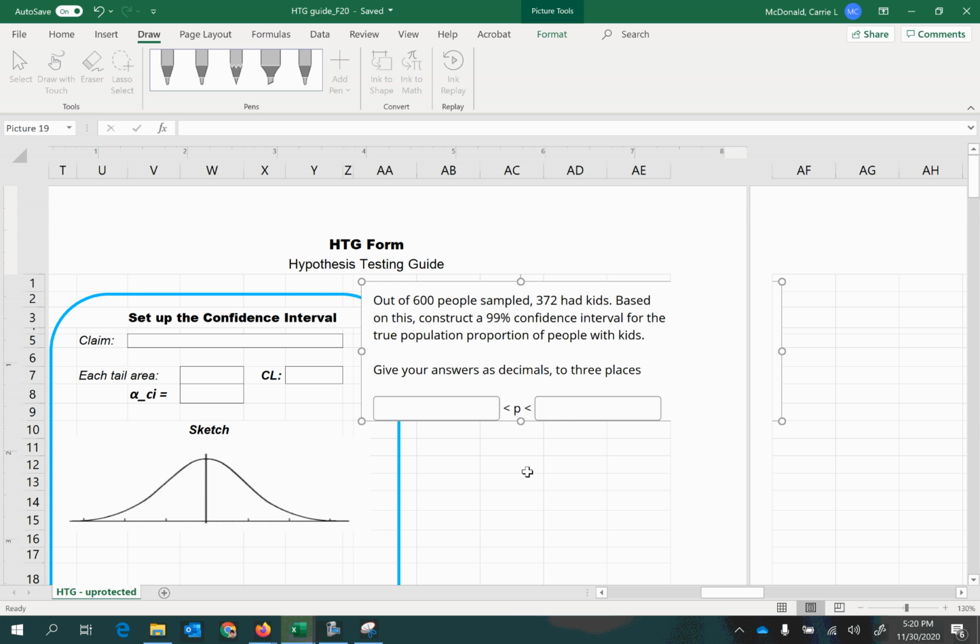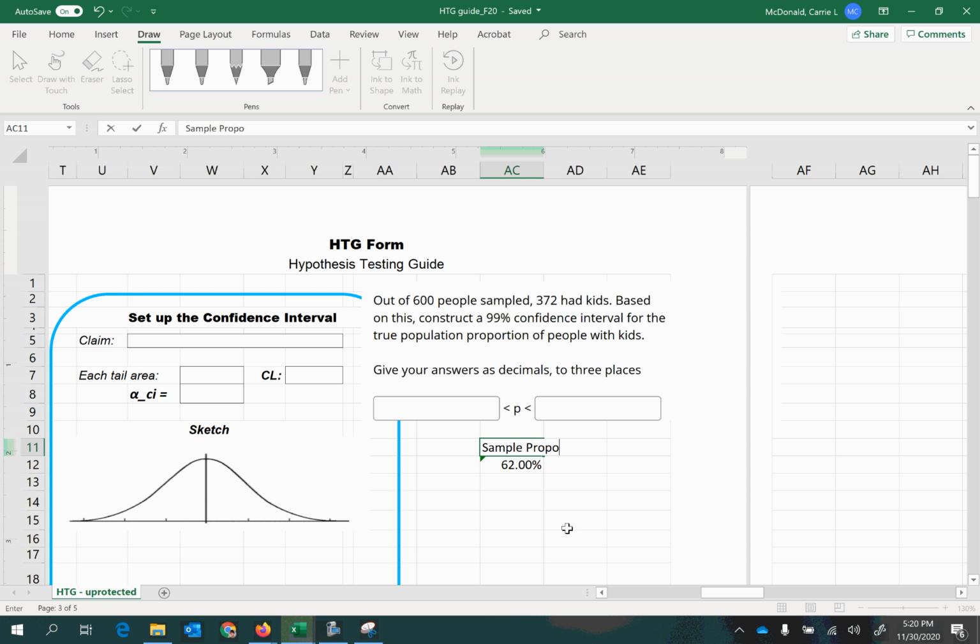So the most logical thing to do, you might even be thinking it, is to take 372 and divide that by 600, and that's going to give you a percentage of 62%. So then you could say, well, a sample was taken. From that sample, we found out that 62% of people had kids in that sample. So this is not the population proportion. This is the sample proportion.